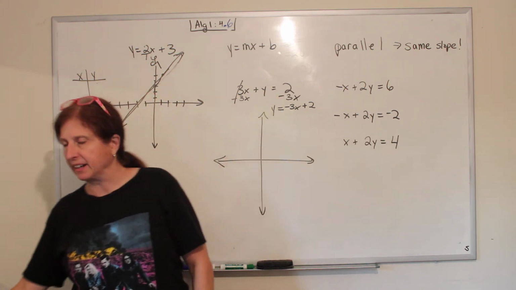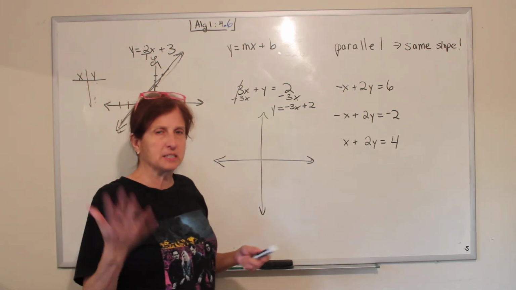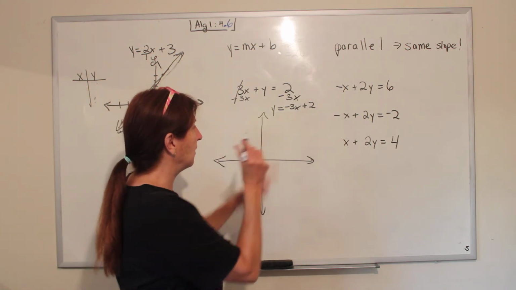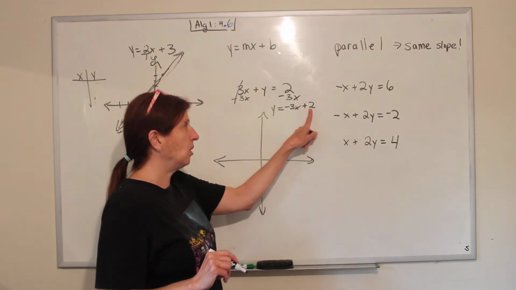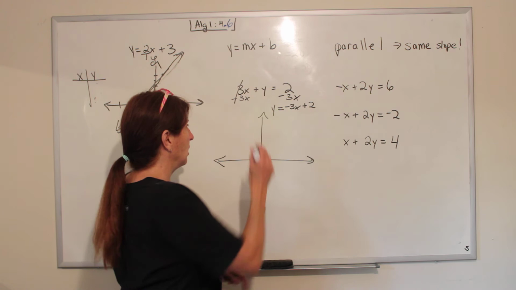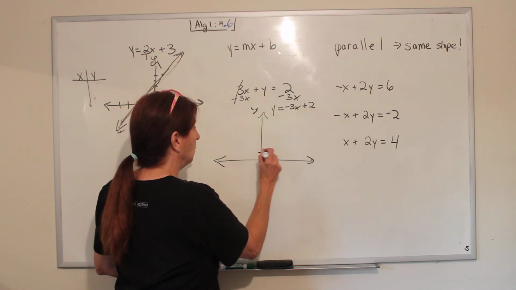It's adding and subtracting. This will make more sense the more you practice it. Okay, so that's our slope. That's our y-intercept. Start at 1 on the y-intercept. You go on y to 2. 1, 2.